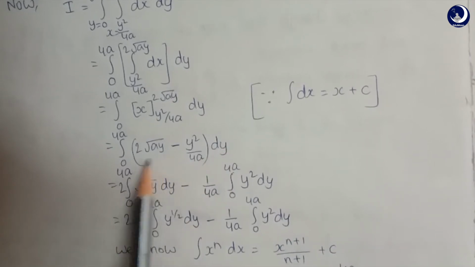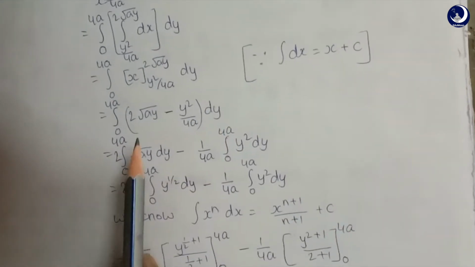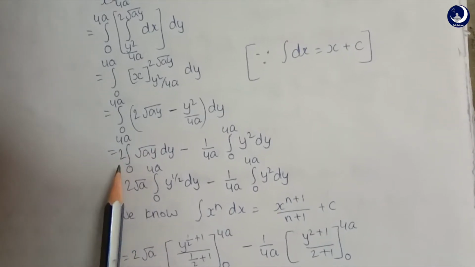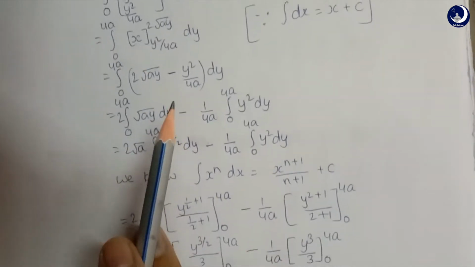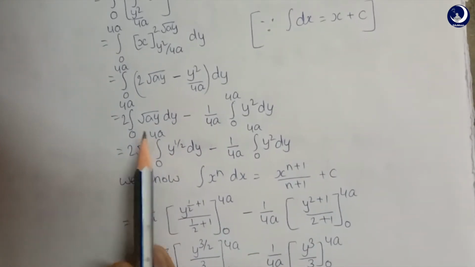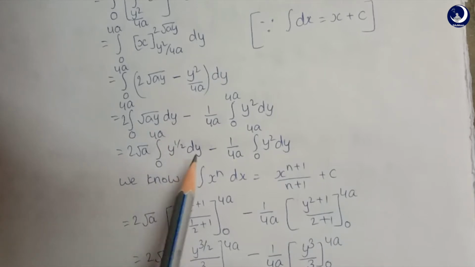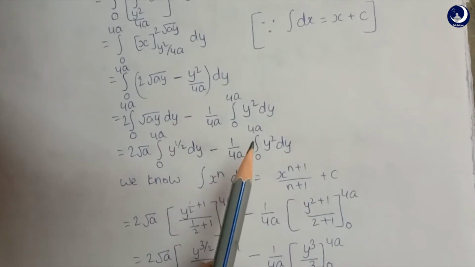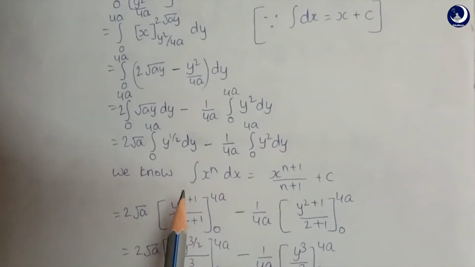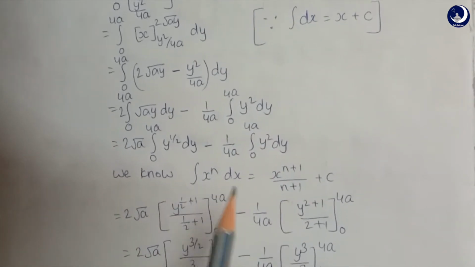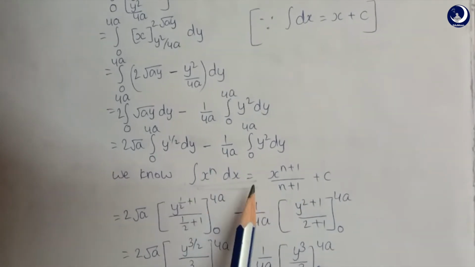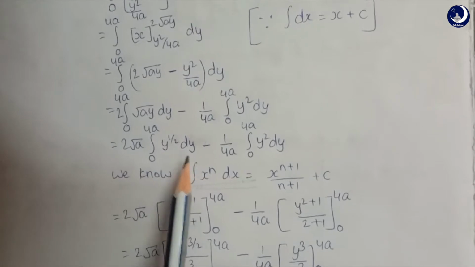So we now split into two types. After splitting we have to take constants outside, variables inside, then we get 2 root a integral 0 to 4a root y, nothing but y power 1 by 2 into dy, minus 1 by 4a into integral 0 to 4a y square into dy. We know integral x power n dx equals x power n plus 1 by n plus 1. We have to apply this formula in the given function.